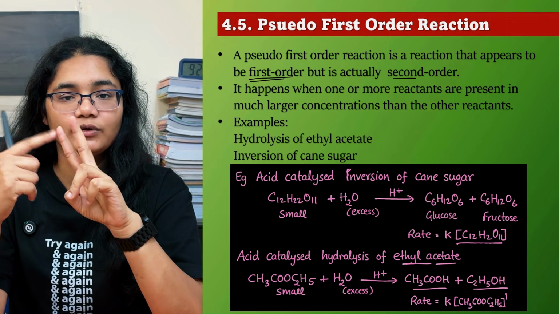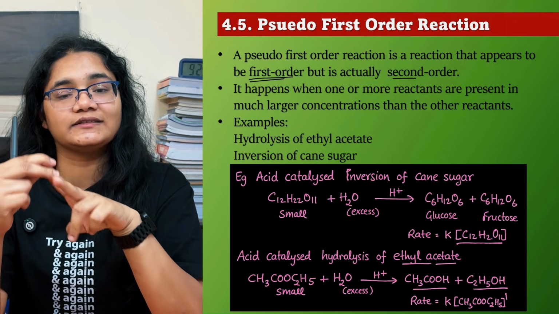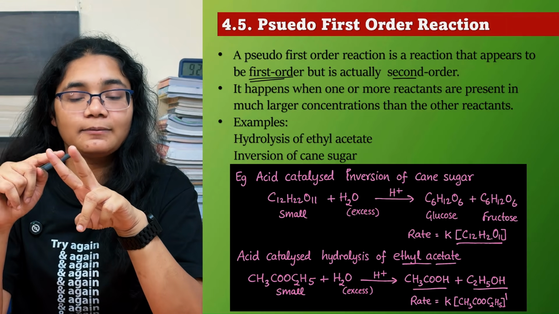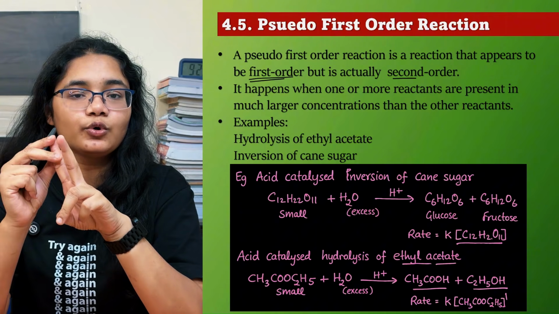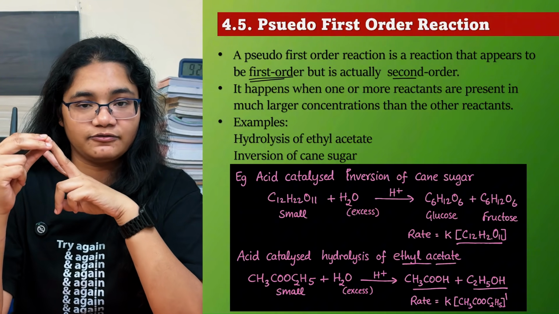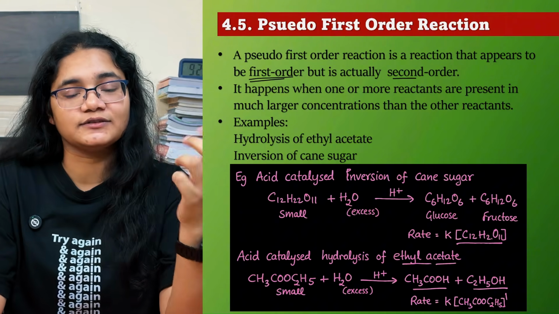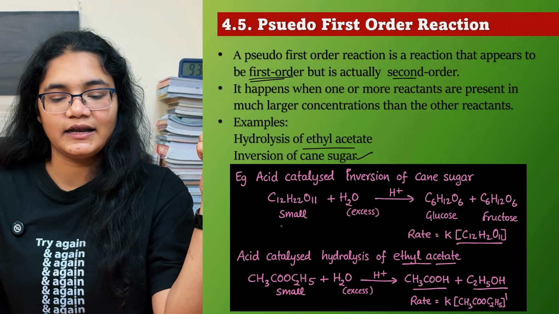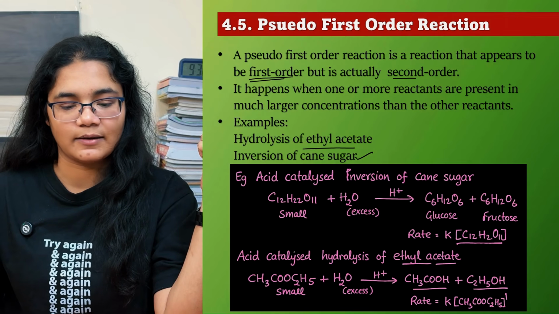So even though we have two reactants, one is so much in excess that even if you change its concentration, it doesn't affect the rate of the reaction, right? That means in affecting the rate of the reaction, it has no role. So only the first reactant's concentration will affect it. That is why it is a first order reaction. Examples here are hydrolysis of ethyl acetate and inversion of cane sugar. Two examples are given.